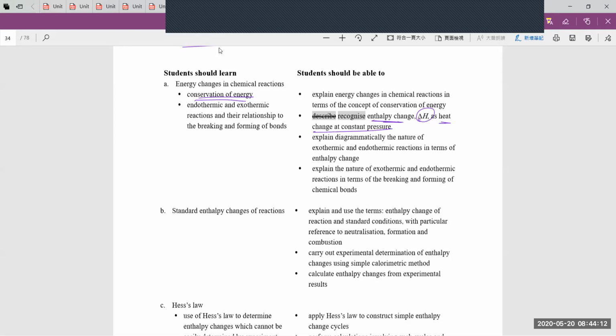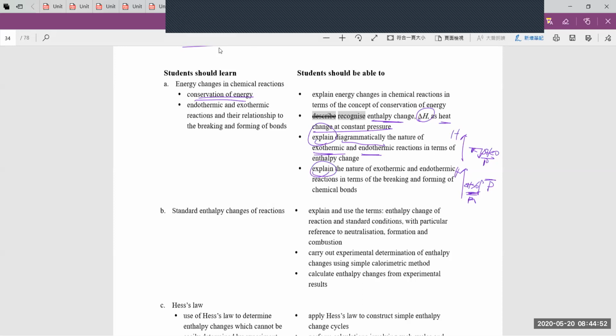So you are going to explain diagrammatically the nature of exothermic and endothermic reactions in terms of enthalpy change. Diagrammatically, you are going to have something like this. We tell the reactants to products, it is exothermic, while in another scenario the reactants have a lower enthalpy level than the products, it is an endothermic reaction. Both you can calculate as enthalpy change, but one carries a positive value and the other a negative value.